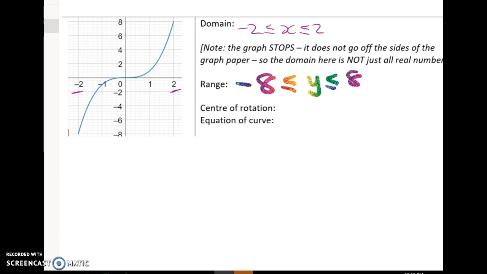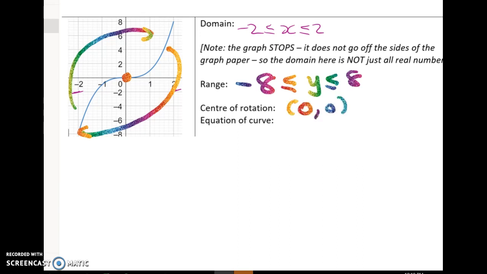So where's the center of rotation? Well, this cubic has a center of rotation here. I can see that if I spin this around, it will map back onto itself as long as I pick that to be the center. So the center of rotation here is 0, 0. Now the equation of the curve is the most basic form of cubic that there is.